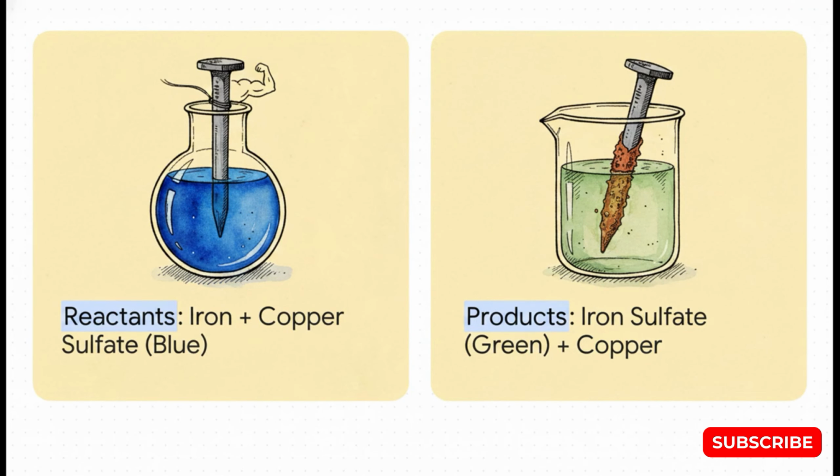Let's see this power dynamic in action with a single displacement reaction. Imagine dropping iron into a beautiful clear blue solution of copper sulfate. Now think back to our mnemonic. Iron, the Ferrari, is much higher on the list than copper. So what happens? Iron flexes its muscles, kicks copper right out of the compound, and steals the sulfate partner for itself. Because of this, the product becomes iron sulfate, and the entire liquid dramatically shifts from blue to a pale green. And poor, weak copper, left completely alone, solidifying on the outside.